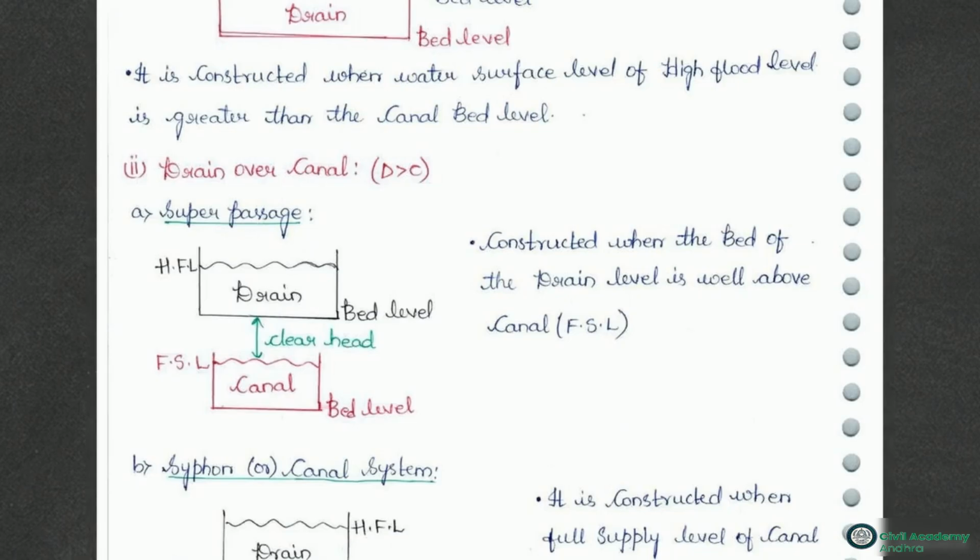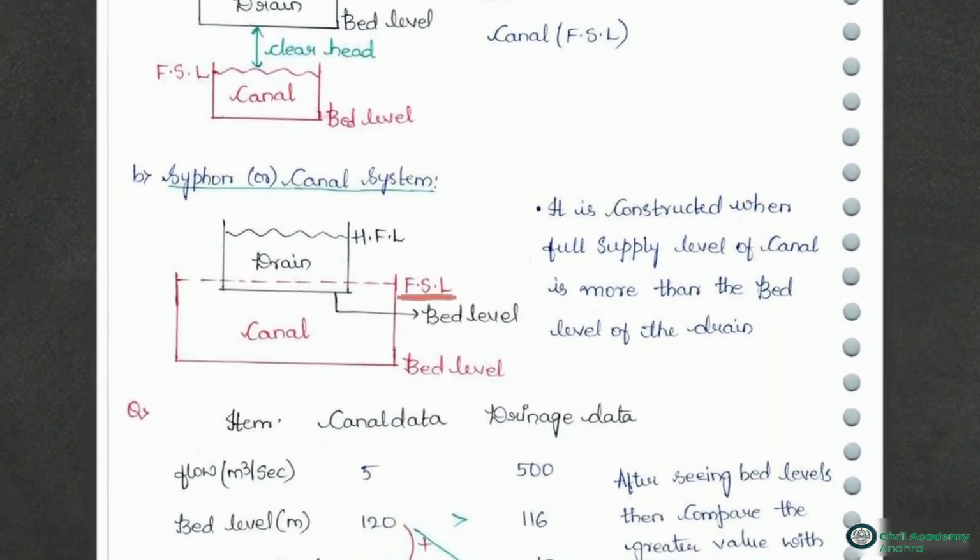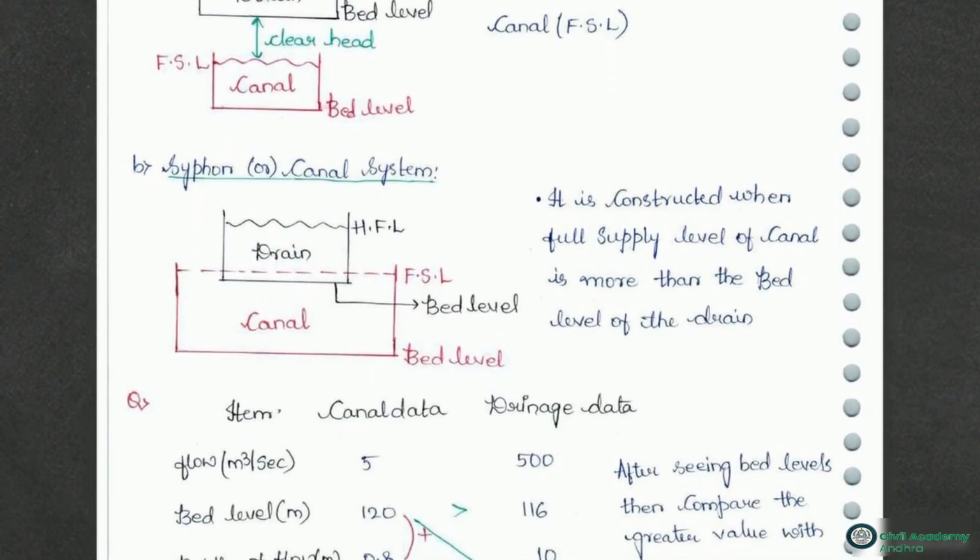The system inverts when the natural drain physically passes over the artificial canal. Here, we evaluate the drain bed against the canal's full supply level. The drain bed rests well above the canal's waterline. With a clear head maintained for the canal below, we have a superpassage, functioning identically to an aqueduct, just reversed. If the canal's full supply level rises higher than the drain bed, the orientation changes again. The canal must now operate under siphon action to pass underneath the physical bed of the drain. This structure is a canal siphon.